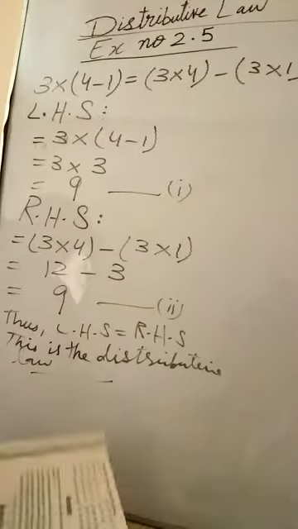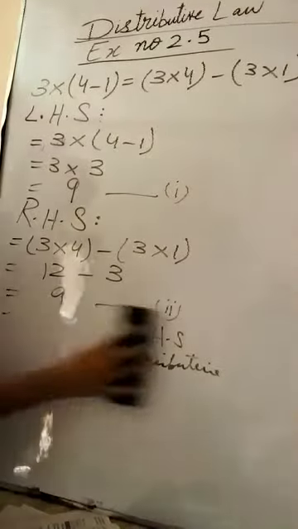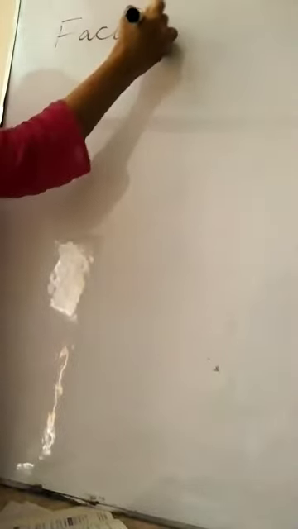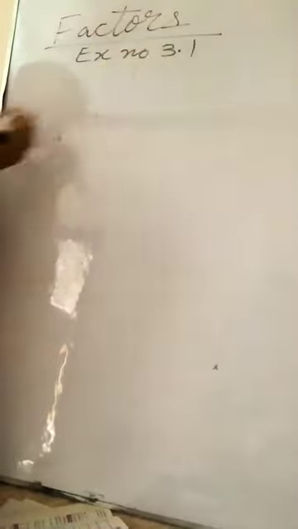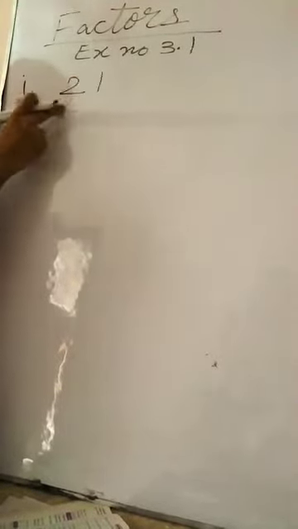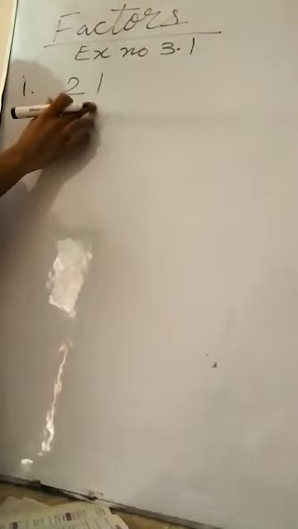Now I'm telling the concept of factors. So I will drop this and tell you the concept of factors. Factors. How can we find the factors? Question number 1 of exercise number 3.1. We need to find the factors of this number 21. How can we find the factors of 21?